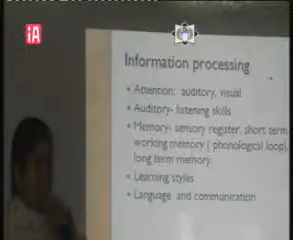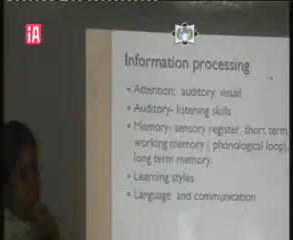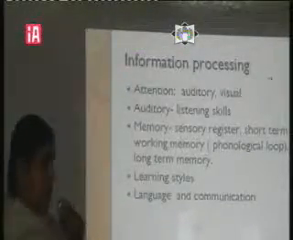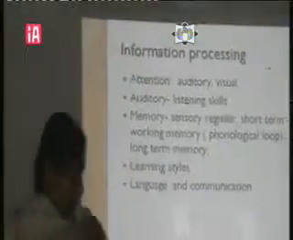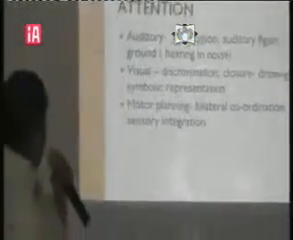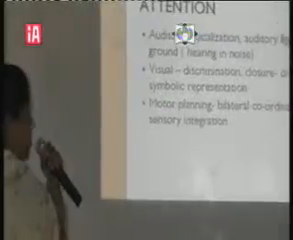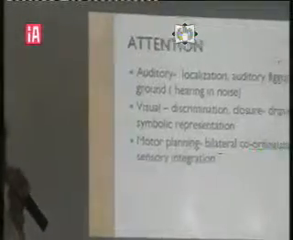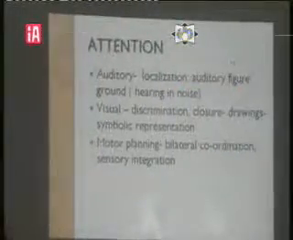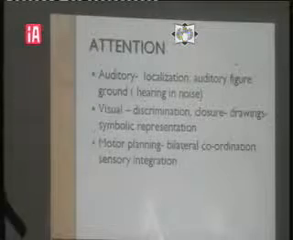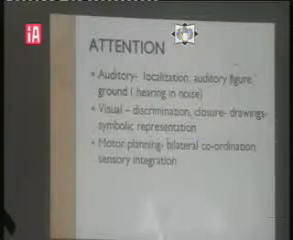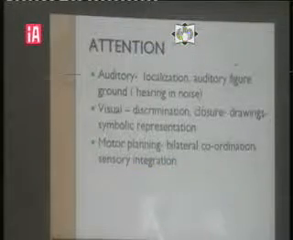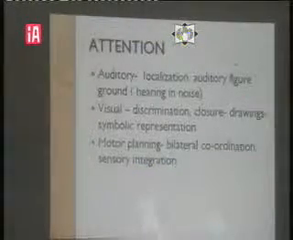Then we'll be talking about the different styles of learning of different children. This is basically based on the temperament and mood of the child. Then we get into details of language and communication. In attention, we'll be talking about auditory localization, auditory figure ground and hearing and noise. In visual, we'll be talking about discrimination, closure, drawings, symbolic representation. When we get into motor planning, we'll be talking about bilateral coordination and sensory integration. These are just the terms which we are giving out to you all.